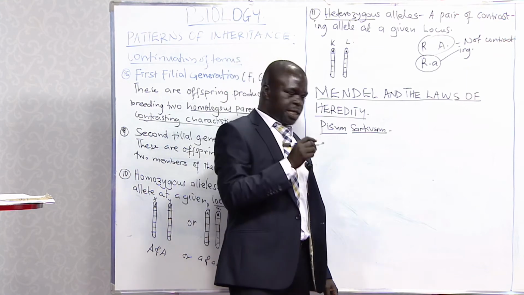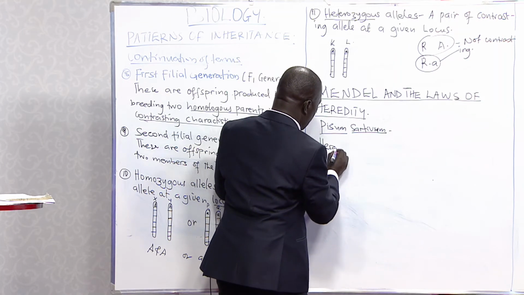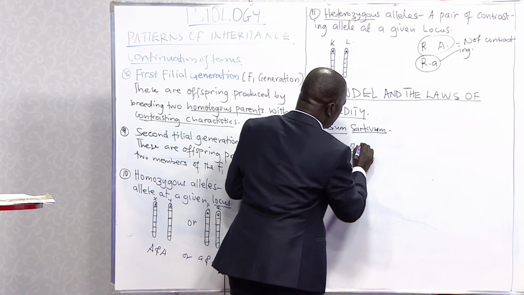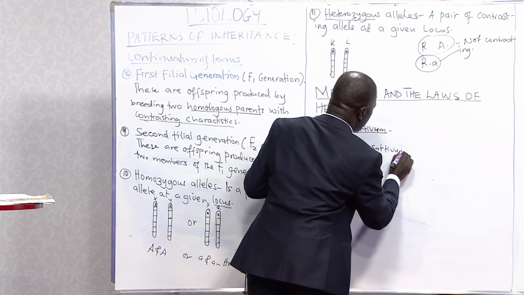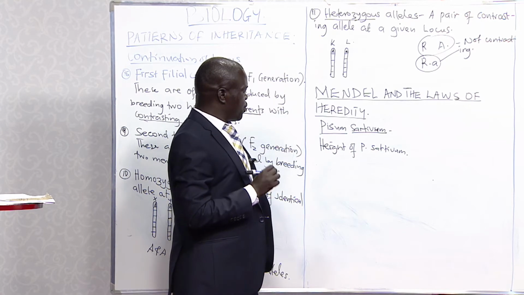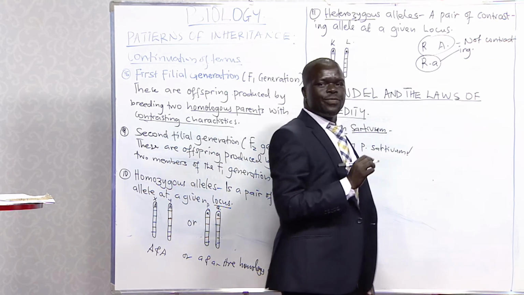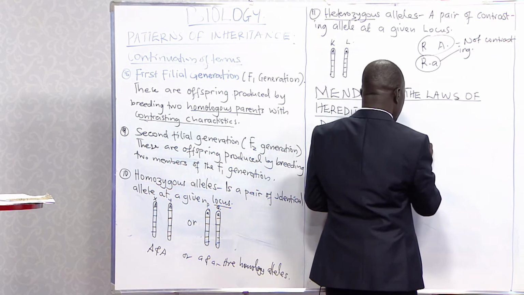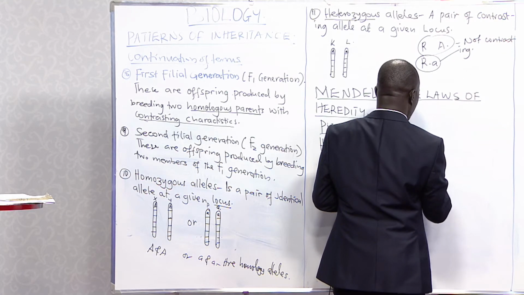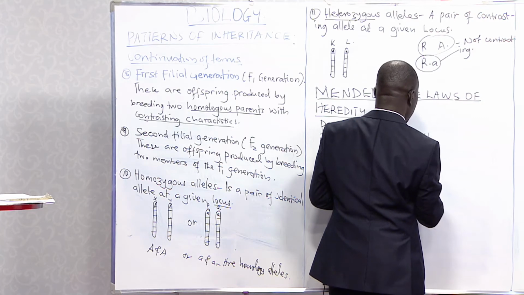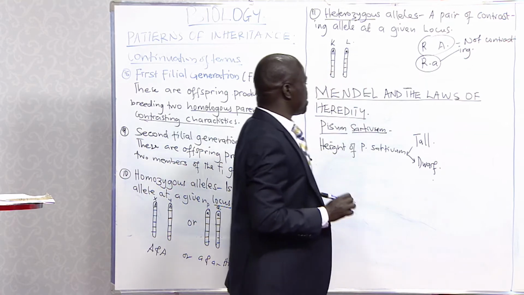One of the experiments he did was on the height of Pisum sativum. In this plant, there are two very prominent characteristics of height: plants which are tall, and plants which are dwarf.